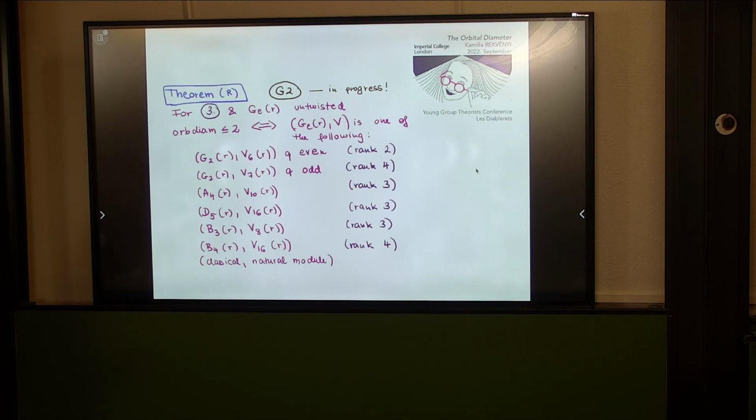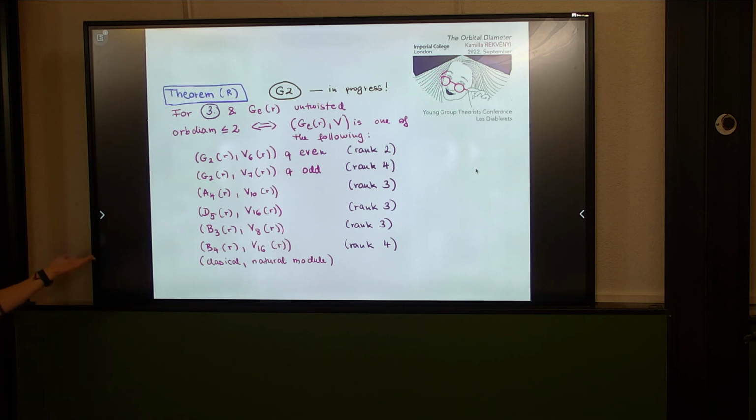The next one is G2R and V7 of R. This has rank 4, so this is not trivial, because our bounds from example 2 would only tell us that the orbital diameter is at most 3, but we can actually show that it's 2. Then the next couple of examples, A4R, V10R, it has rank 3, so it's easy. D5R, V16 of R, also rank 3. V3R and V8R, it's also rank 3. And then V4R, V16 of R, it's also rank 4, but it has orbital diameter 2 as well, somehow.